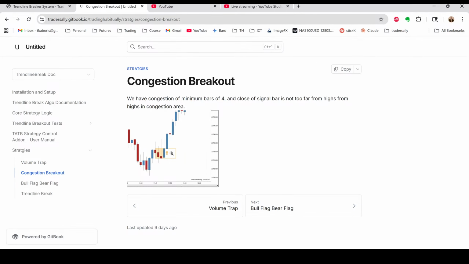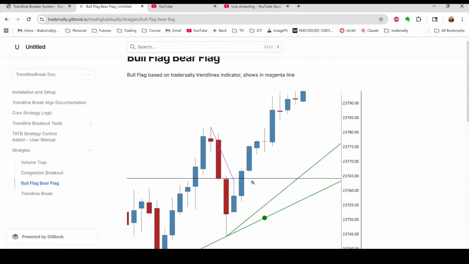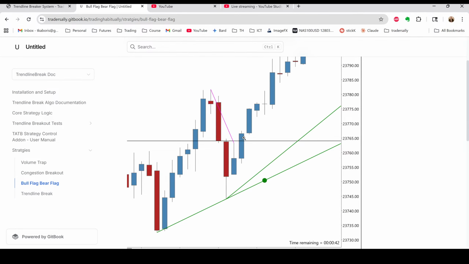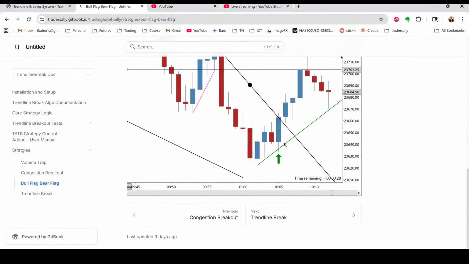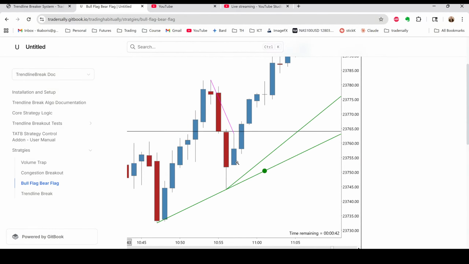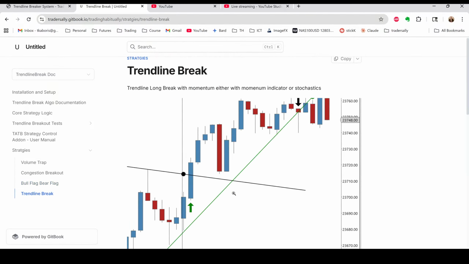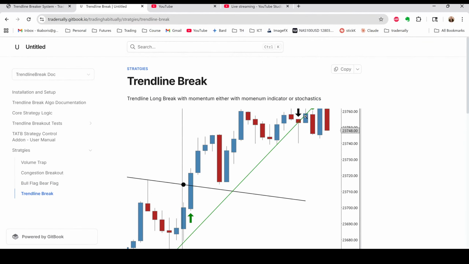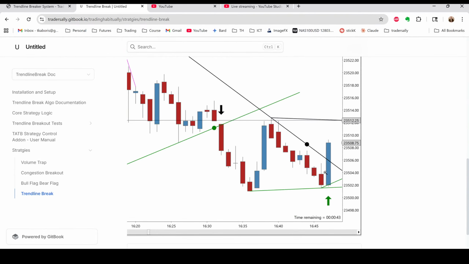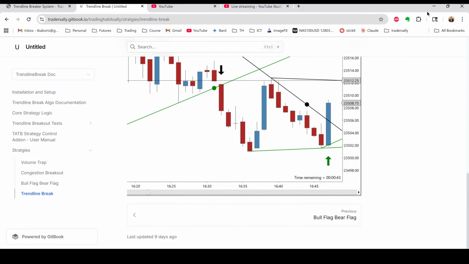The congestion one is like a breakout from congestion. Bull flag, this would be a bull flag. This would be a bull flag, yeah. And trend line break is, this would be a trend line break, or this. Okay.